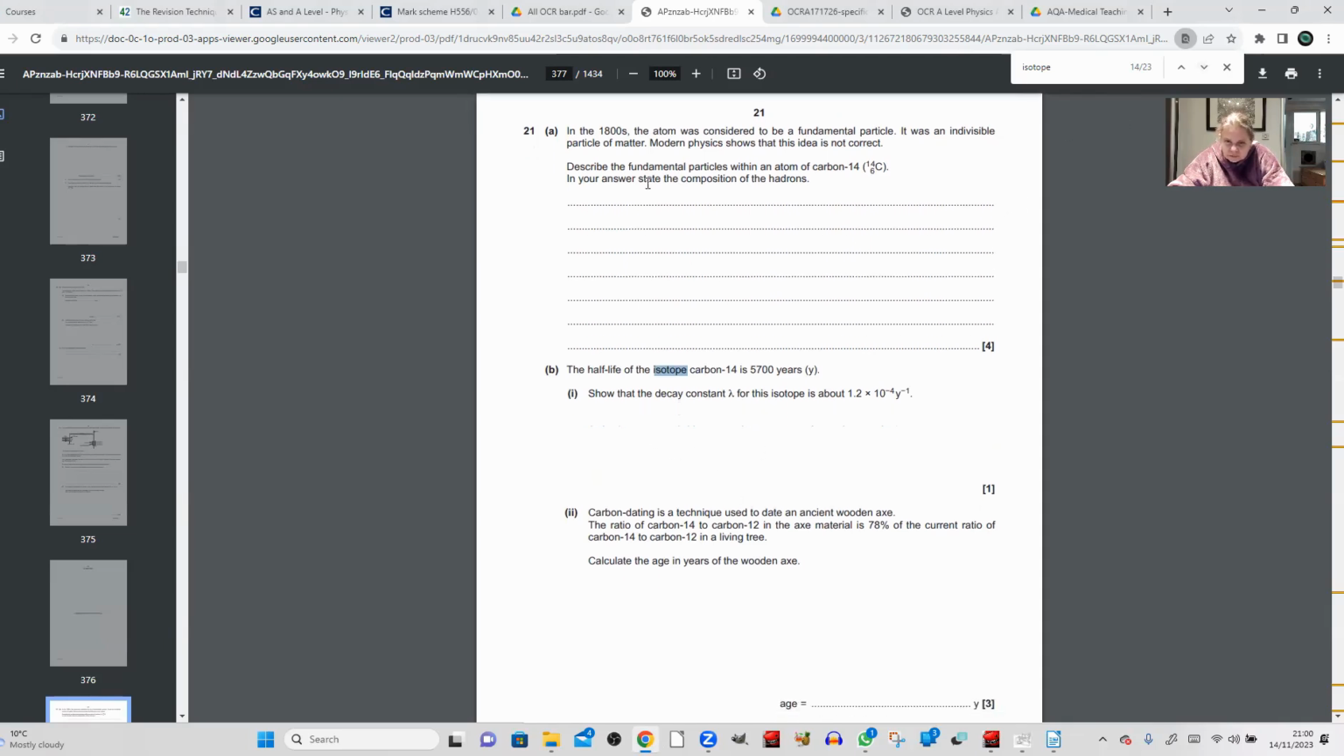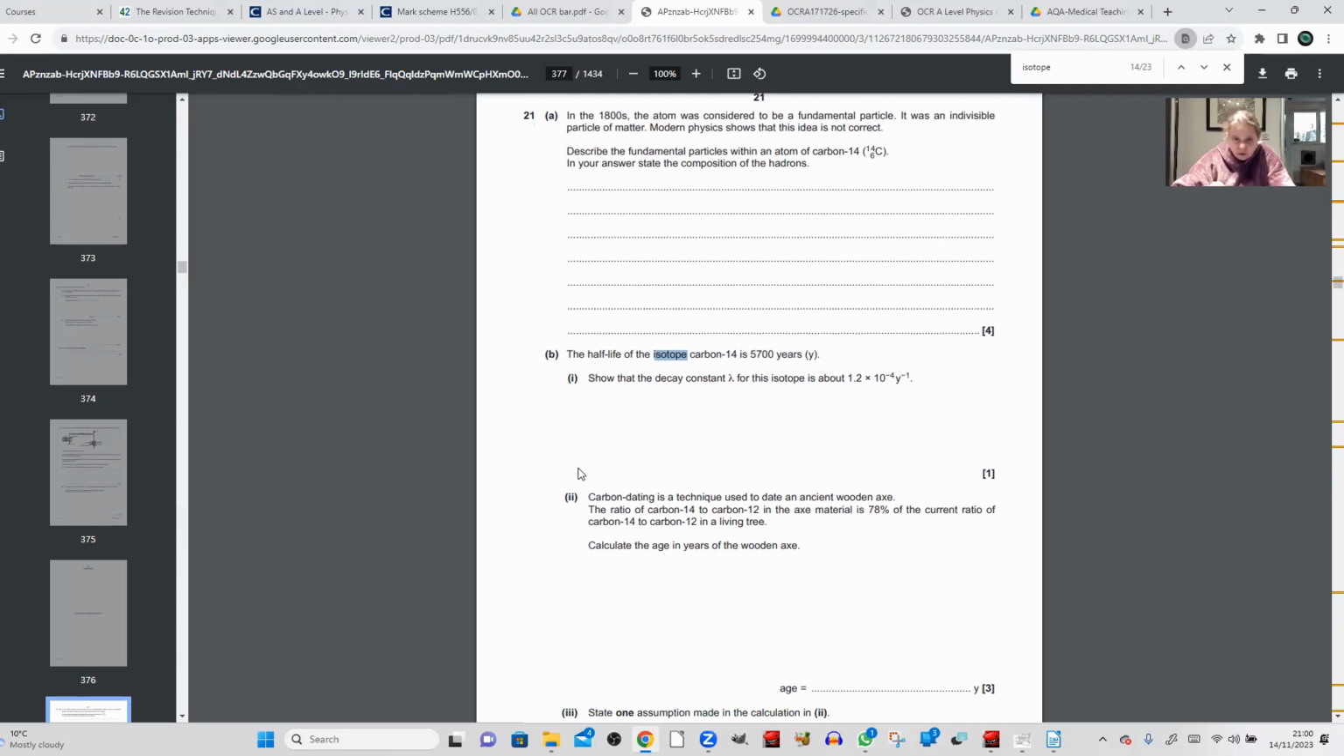Let's do, describe the fundamental particles within an atom of carbon. The proton and neutron are not fundamental. The fundamental ones are the quarks. In terms of the hadrons, be aware: leptons, the electron and the neutrinos, are fundamental, but the proton and neutron are not. It's the quarks that are.